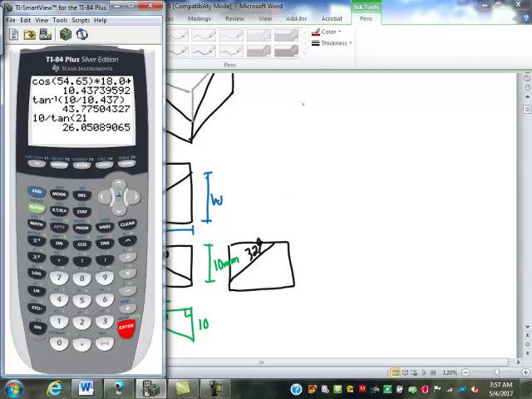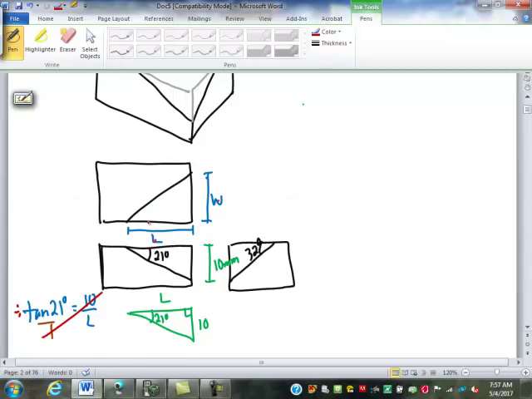Giving us 26.051 millimeters for that length. How many of you got that? Any questions on how we got it? Okay.